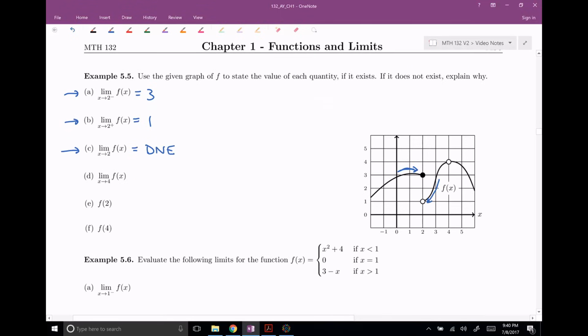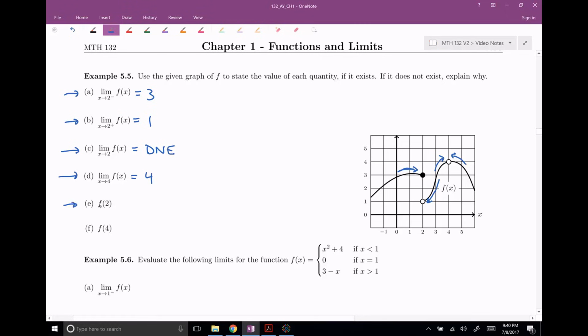On the other hand, finding the two-sided limit at 4 works, right? So here's x approaching 4. I can go from the left and from the right, and they both seem to be getting closer and closer to the same y value. That y value happens to be 4. So in this case, the two-sided limit does exist. It's equal to 4.